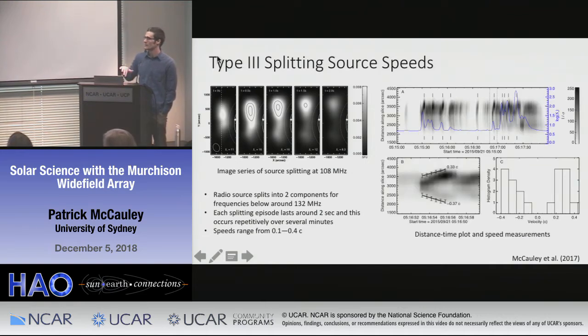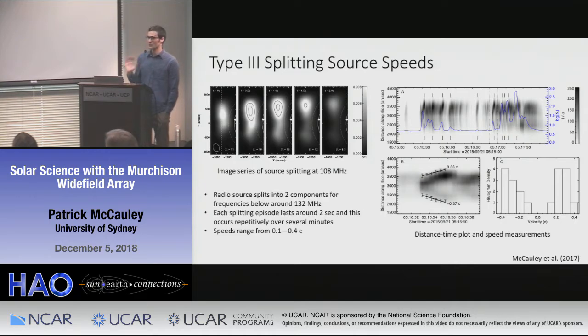This is what you get, and you can measure the plane of sky speed, and we find speeds for this thing of around 0.1 to 0.4 times the speed of light. So that's very much consistent with the speeds that you would expect the electron beams to be moving at, but given the structure that you see in the different frequency channels, that's not the direction that you would expect the electron beams themselves to be propagating in. You have to think a little bit harder about what's producing that splitting motion, as opposed to just interpreting it as the direction that the electrons themselves are moving in.